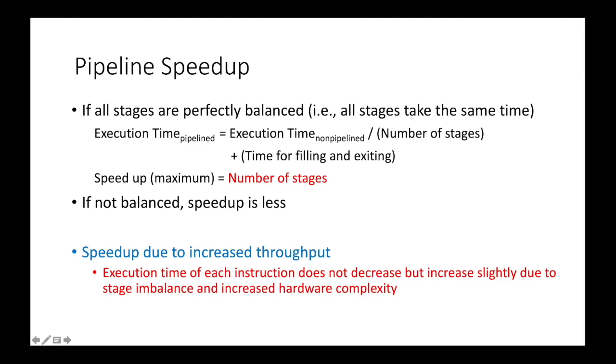In reality, the pipeline stages may not be perfectly balanced, so the speed up may be a little less. Instruction pipelining improves performance thanks to the increased instruction execution throughput. As a matter of fact, the execution time of each individual instruction does not decrease, but actually increases slightly due to stage imbalance and increased hardware complexity.